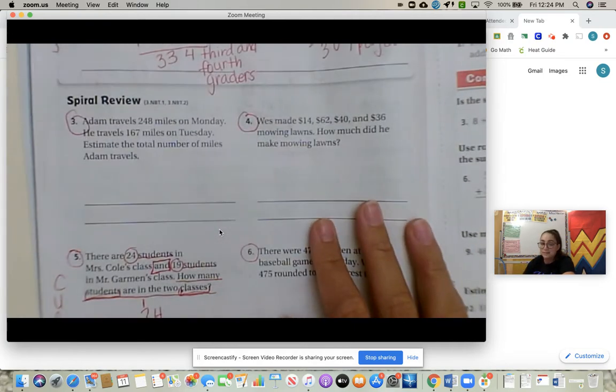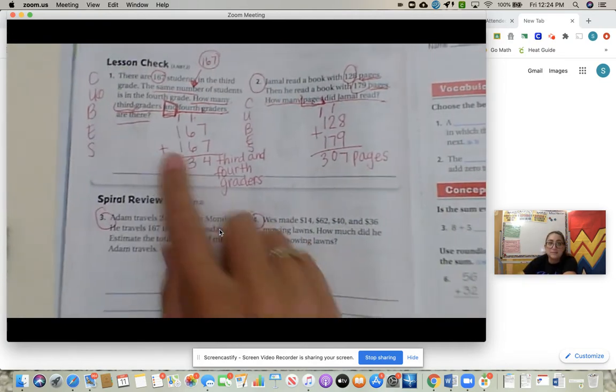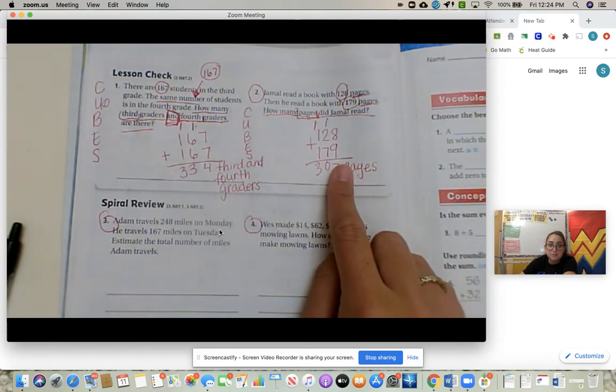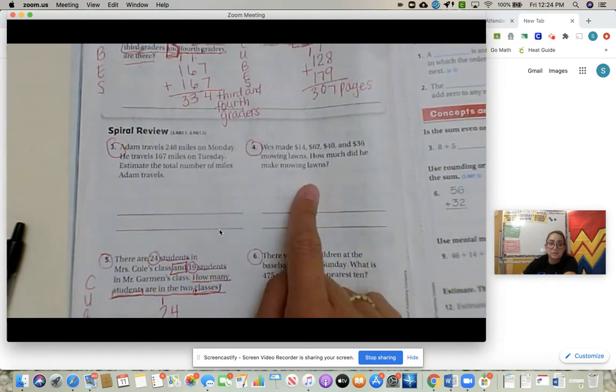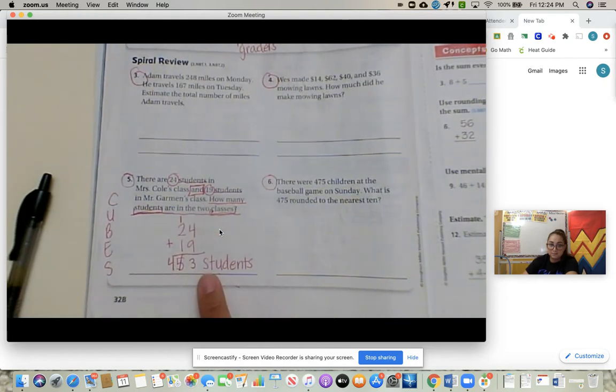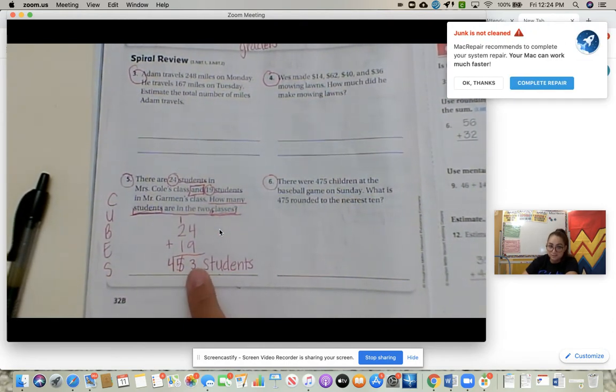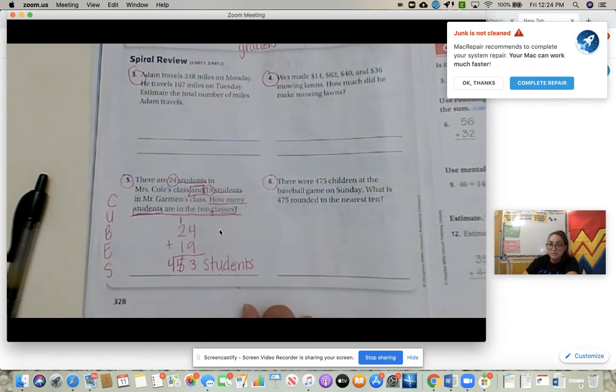On the back, I did number 1 with the students. They need to do number 2, 3, 4. I did number 5 with the students. I made a beautiful oops. I added wrong. It is actually 43. And they need to do number 6.